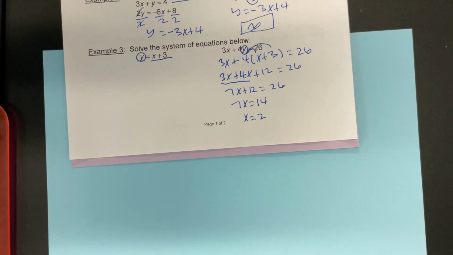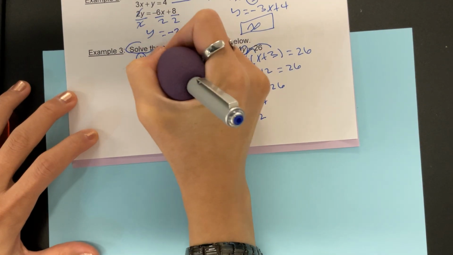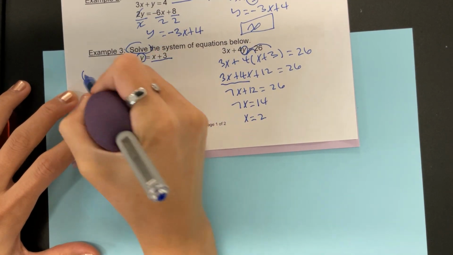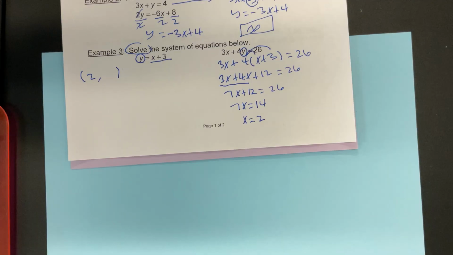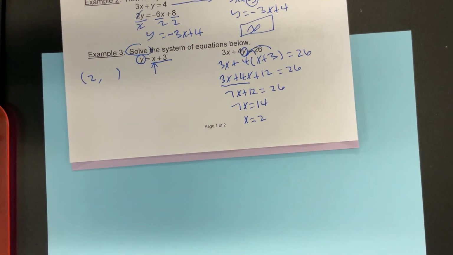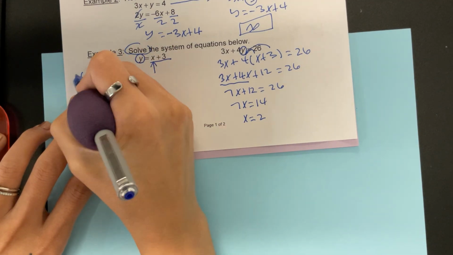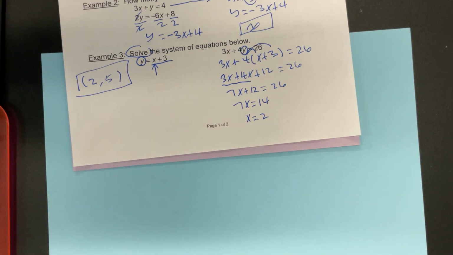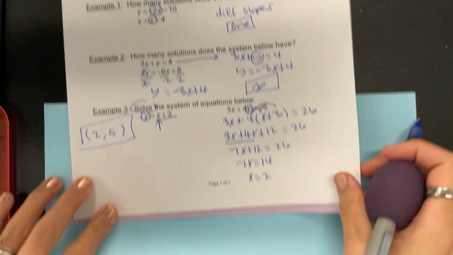2. Now, when it says to solve, that means I want what is the x value and what's the y value. X is 2. And then we want to plug that back in right in here. So it says x is 2. 2 plus 3 is how many? 5. Is this all coming back to you? You're like, ooh, I miss algebra. All right, let's go on to the back.